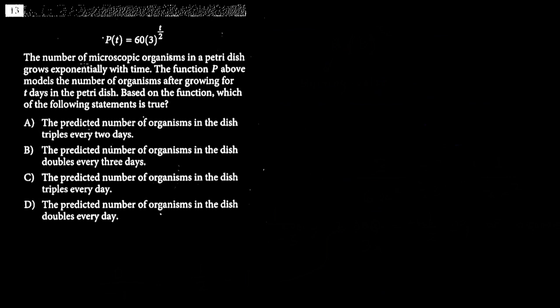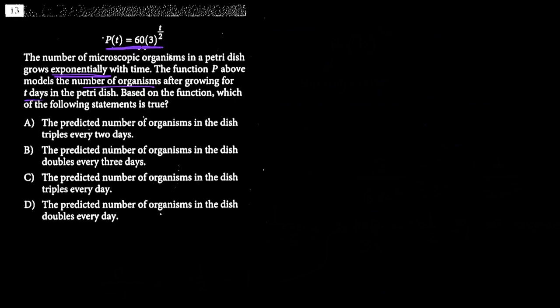Question 13 reads, the number of microscopic organisms in a petri dish grows exponentially with time. The function p above models the number of organisms after growing for t days in the petri dish. Based on the function, which of the following statements is true?